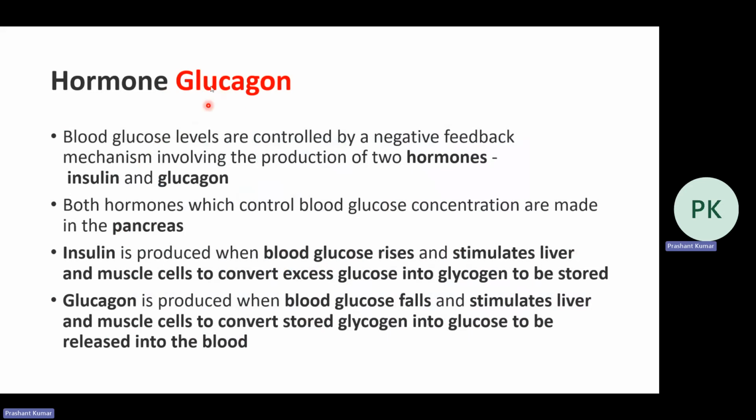Let's talk about glucagon. Glucagon is a hormone which controls negative feedback. When we say negative feedback, the meaning is bringing something back to the set defined value. We have two hormones produced by the organ for negative feedback. The first is insulin and the second is glucagon. Both hormones, which control blood sugar level, are made in the pancreas. That's very important. Insulin is produced when blood glucose level rises and stimulates the liver and muscles to convert extra glucose into glycogen. Glucagon is produced when blood sugar falls. So the reverse reaction is performed by glucagon.